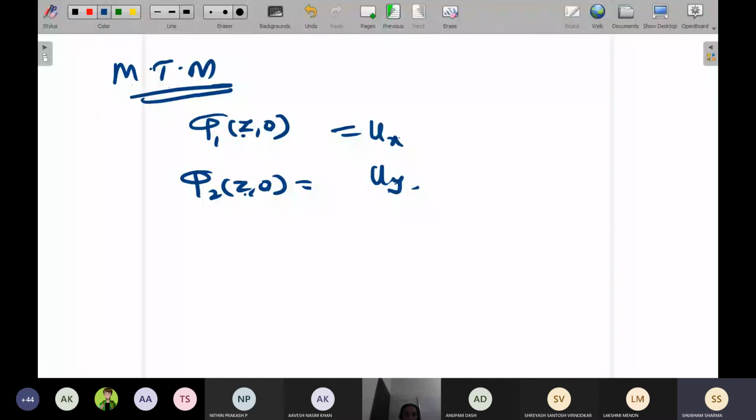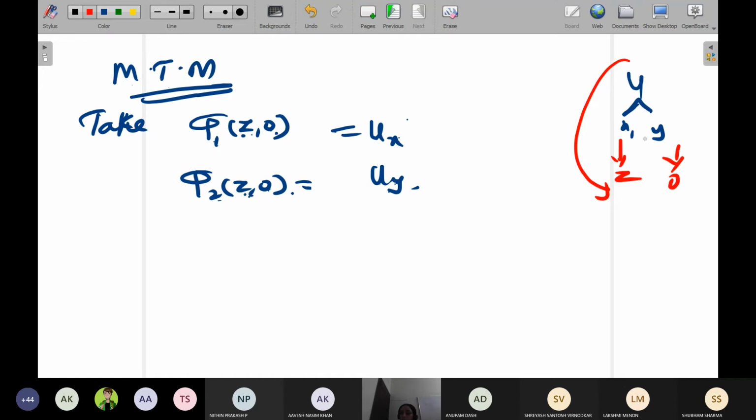The Milne-Thomson method says to simply write it down like this. Take ux as pi 1 of z comma 0 and uy as pi 2 of z comma 0. You know that u is a function of x and y. In x and y, replace x by z and y by 0. That is taken in ux as pi 1 of z comma 0, and uy as pi 2 of z comma 0.